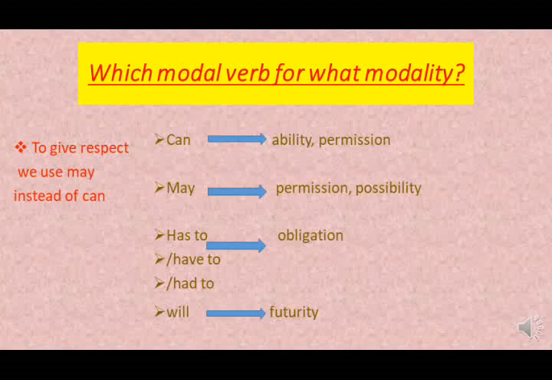Third one: has to, have to, had to. We use all these to show the modality of obligation. And the fourth one, will. As everyone read in tenses, we use the modal verb will to show the mood of futurity. So let us see some more modal verbs.